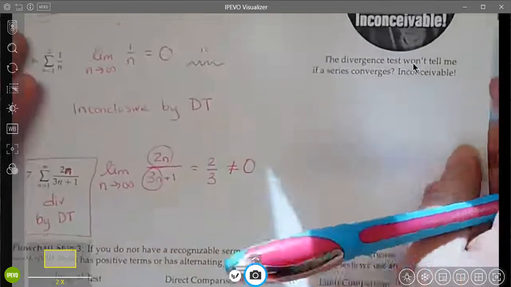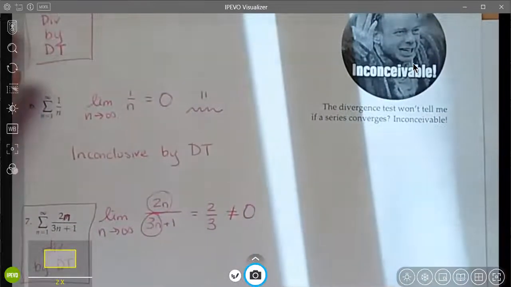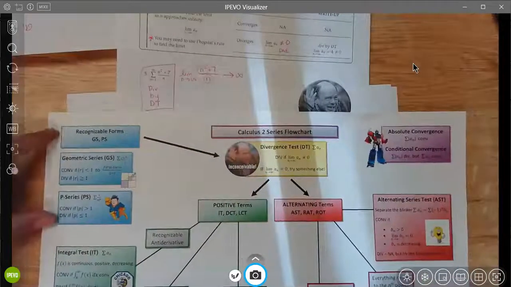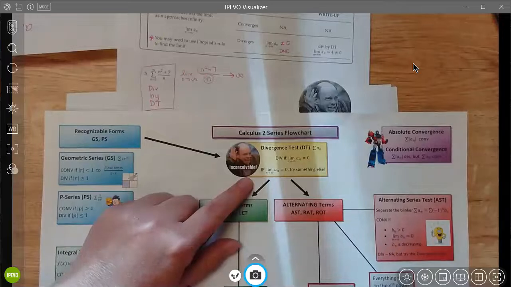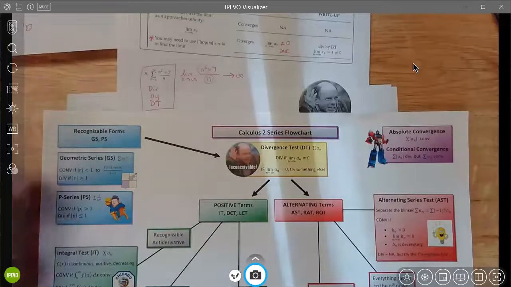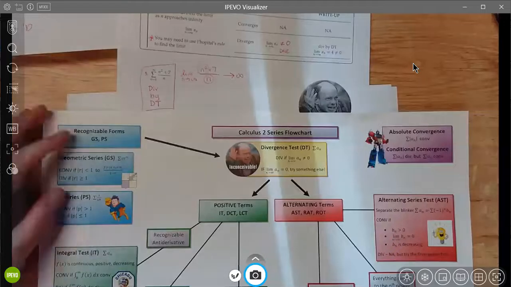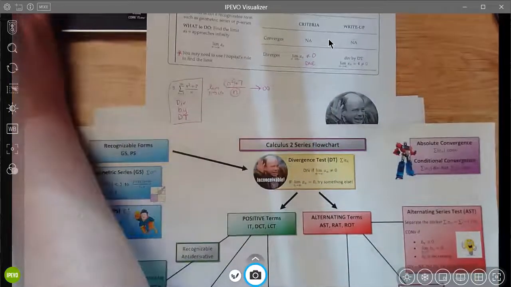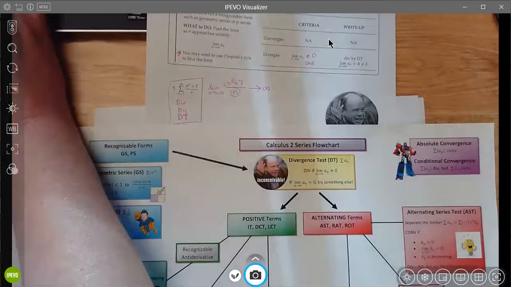The nice thing about the divergence test is that you can kind of eyeball it. You don't have to even write anything down. If you don't have a p-series or a geometric series, you can take a look at that series and eyeball it. If the limit isn't 0, great, write it down, you're done. If the limit is 0, don't write anything down, just move on to one of these other tests. We're going to take a look at one of those tests next.